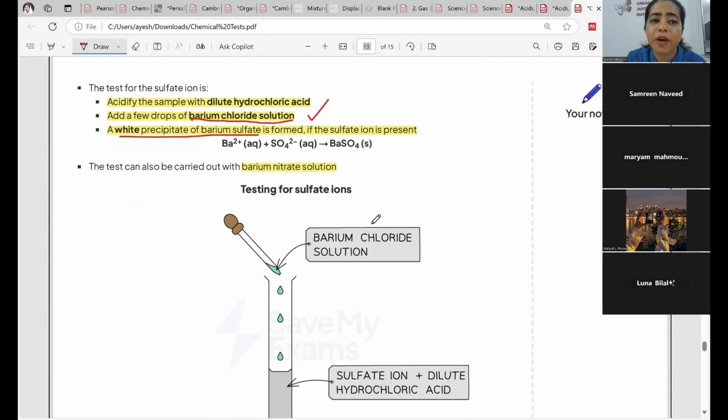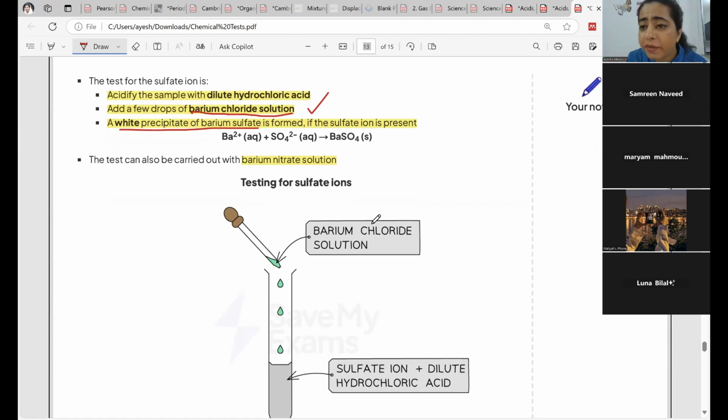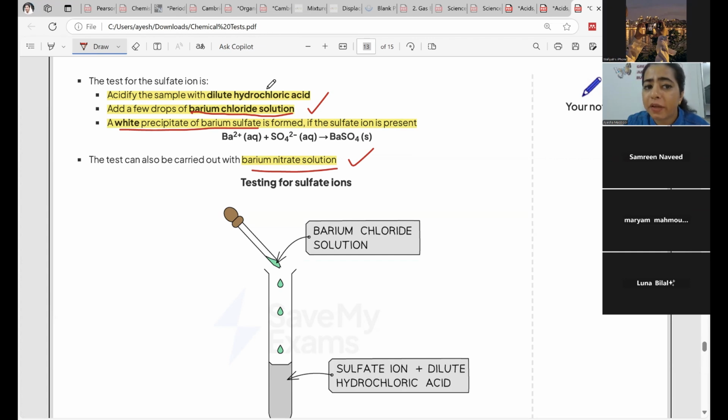Okay? Same 3 steps you have to remember. Number 1, add dilute hydrochloric acid, then add barium chloride solution. So, you are going to get at the end a white precipitate of barium sulfate, which is going to confirm that the sulfate is there. In place of the barium chloride, they said you can even use barium nitrate, not a problem. Both will work the same way. Both will give you a white precipitate of barium sulfate at the end. In case of the acid, you can use any other acid as well. Maybe sulfuric acid or any other acid.